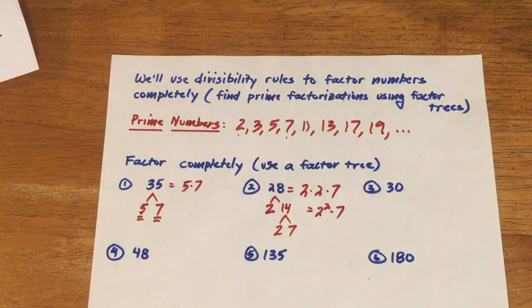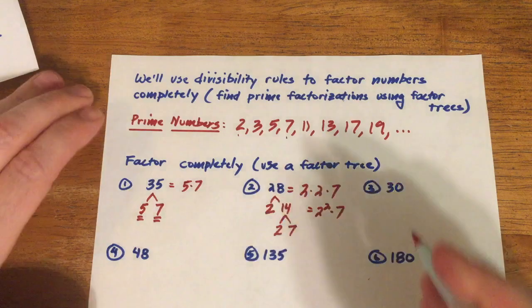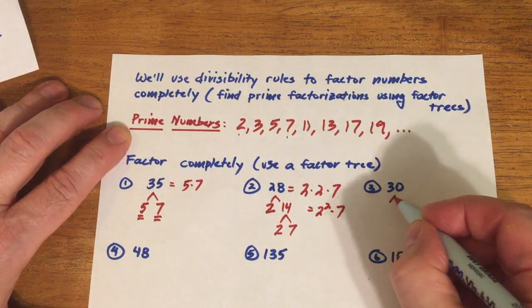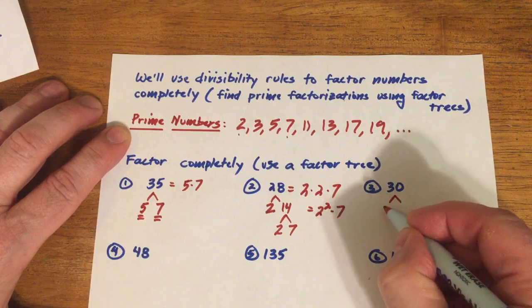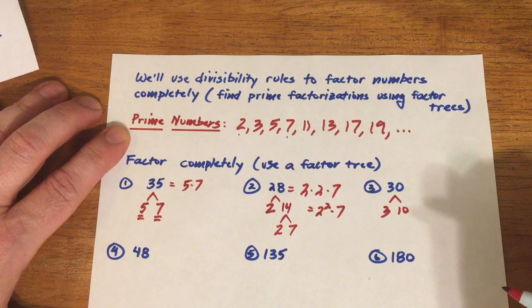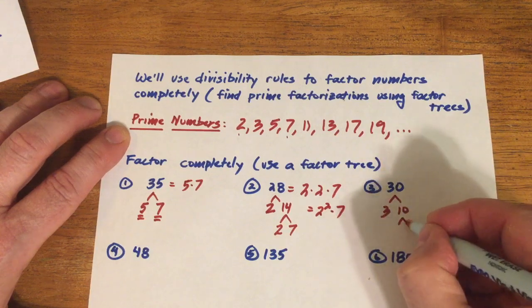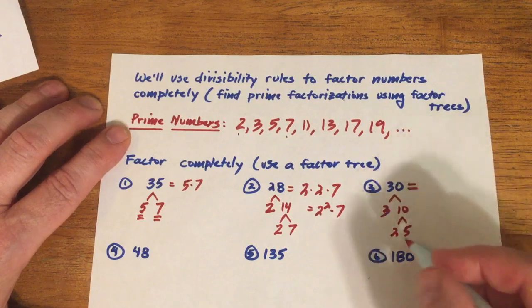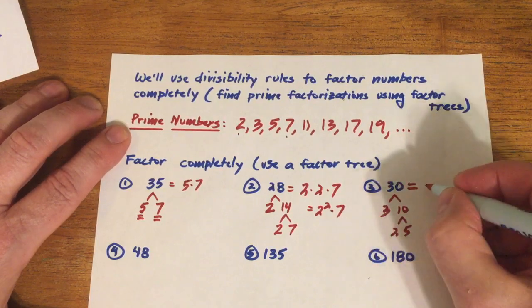Let's take a look at problem number 3 similarly. With number 3, well, this ends in a 0, so definitely 10 goes in. And we can say 30 is 3 times 10. But 3 is prime, so we stop. Let's try to break down 10. Well, 10 we know is 2 times 5. And so 30 is going to be 2 times 3 times 5.